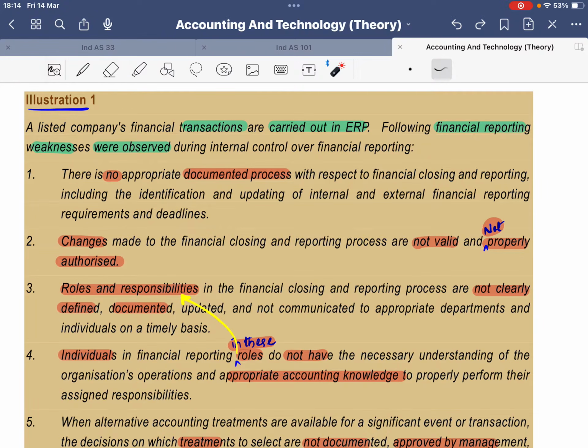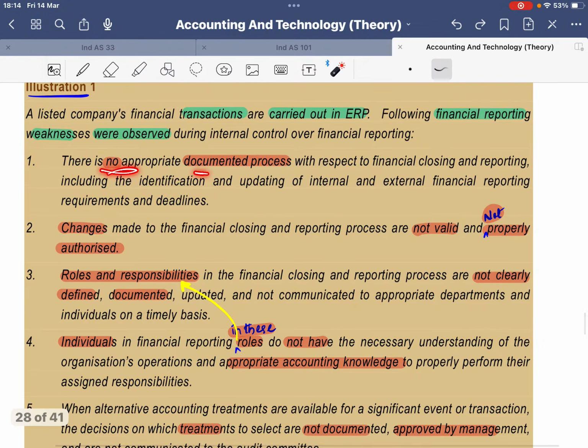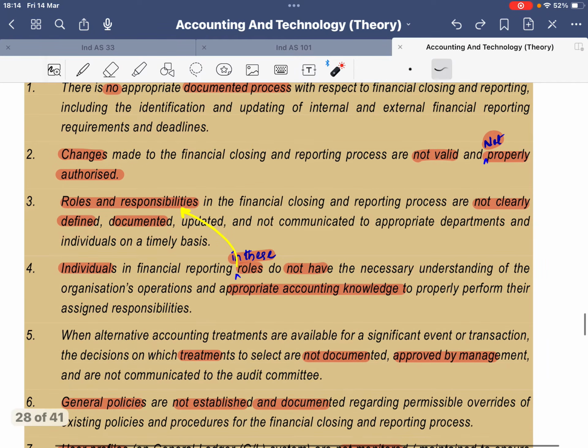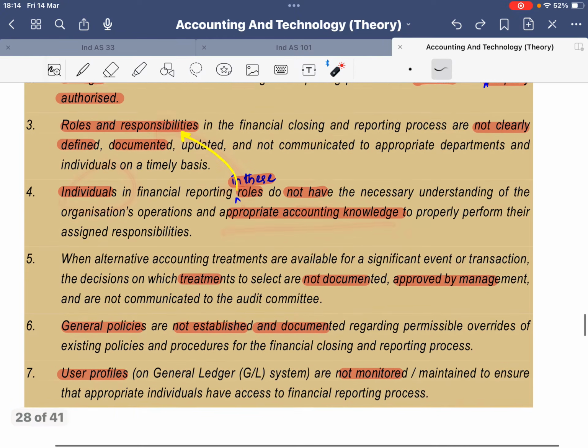Accounting and Technology, Illustration 1. Transactions carried out in ERP, financial reporting weaknesses were observed. No documented process, changes not valid, not properly authorized, roles and responsibilities not clearly defined or documented. Individuals in these roles do not have appropriate accounting knowledge.